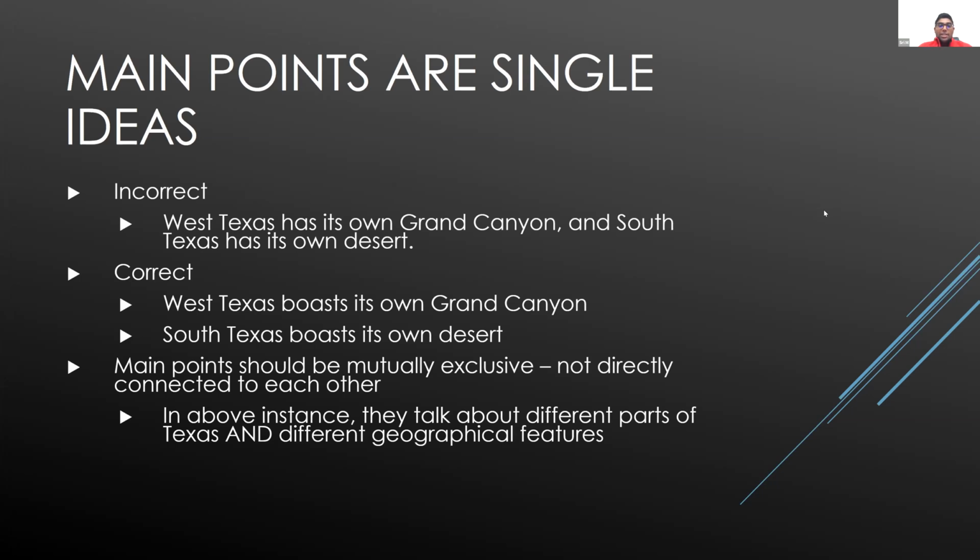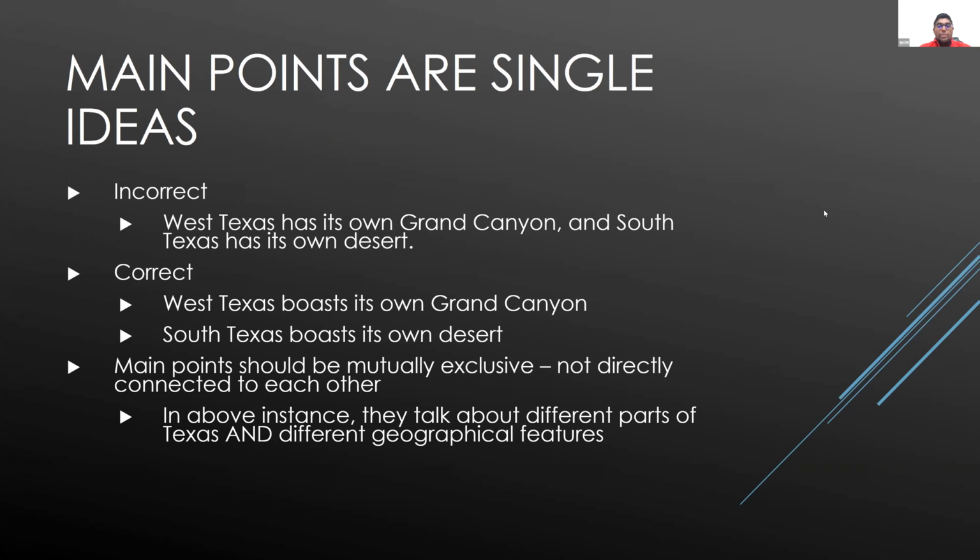So, coming to this aspect of main points are single ideas. The first sentence that I have on the screen here is an incorrect way to present a main idea. It states, West Texas has its own Grand Canyon, and South Texas has its own desert. So the correct way to share this statement would be as 2 separate main points, and it would be West Texas boasts its own Grand Canyon, and also South Texas boasts its own desert.